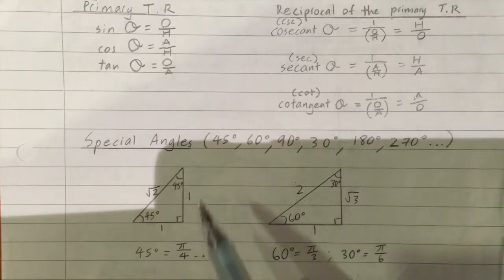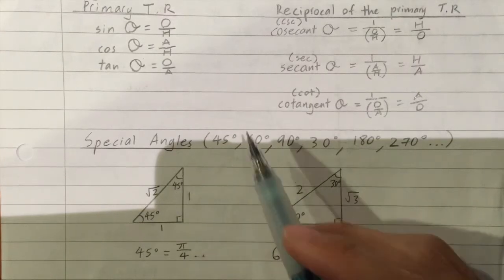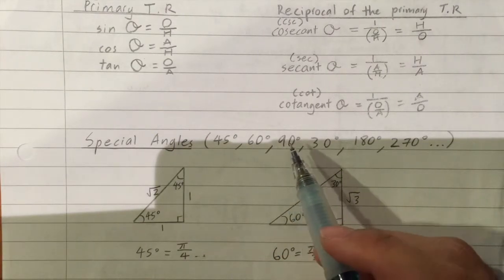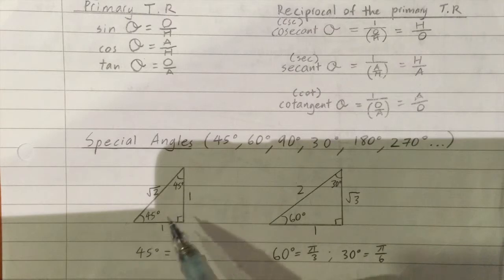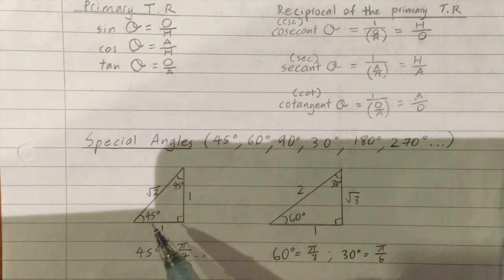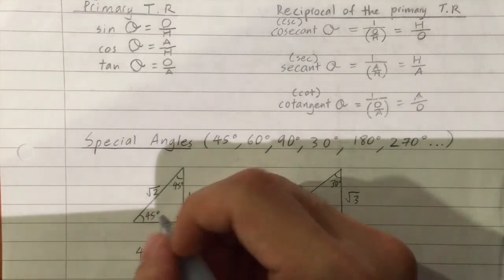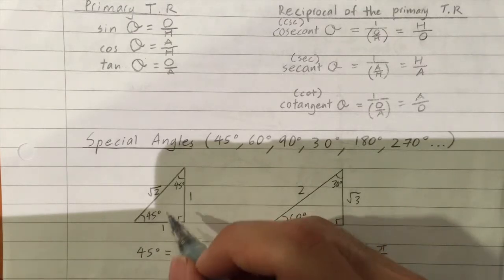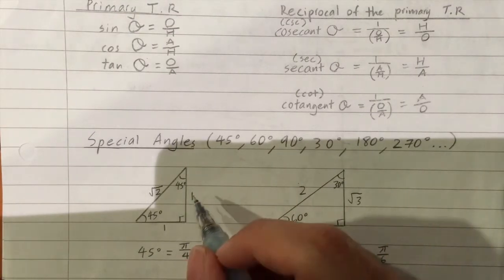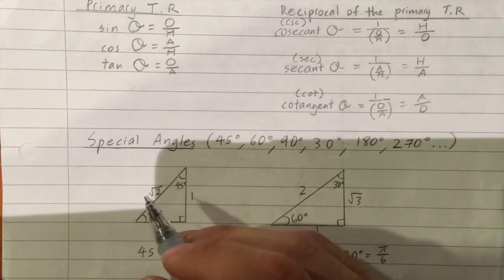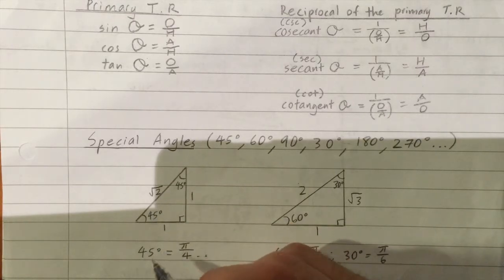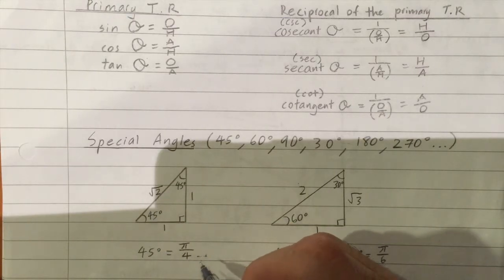Next is special angles. Special angles consist of 45 degrees, 60 degrees, 90 degrees, and so on. In this triangle, there are two angles that are 45 degrees. It's a formula that when both angles are 45 degrees, the opposite is 1, adjacent is 1, and hypotenuse is root 2. 45 degrees can also be written as pi over 4.